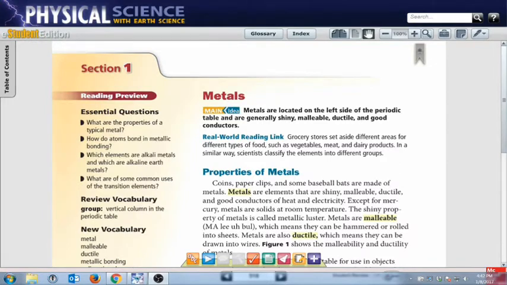Hello and welcome. We are still studying elements and properties and occasionally going back and looking at the periodic table. We are looking specifically at metals this time, and we are on page 518, I believe it is. Now what I'd like you to do is take a look at this.